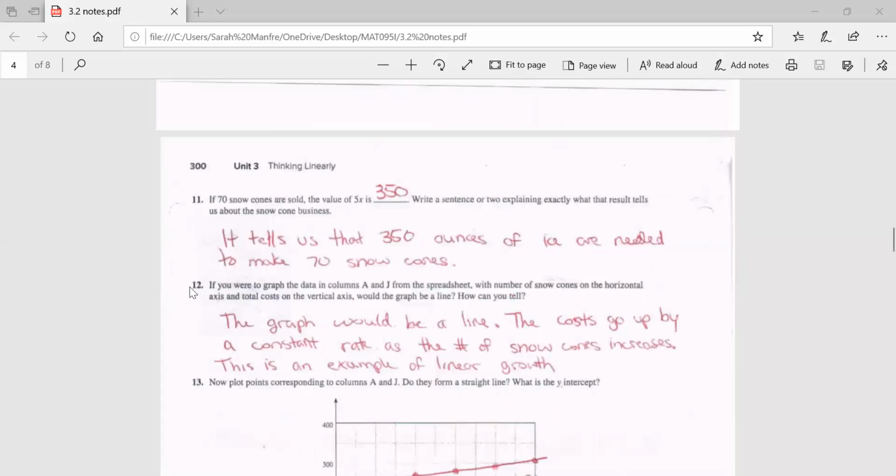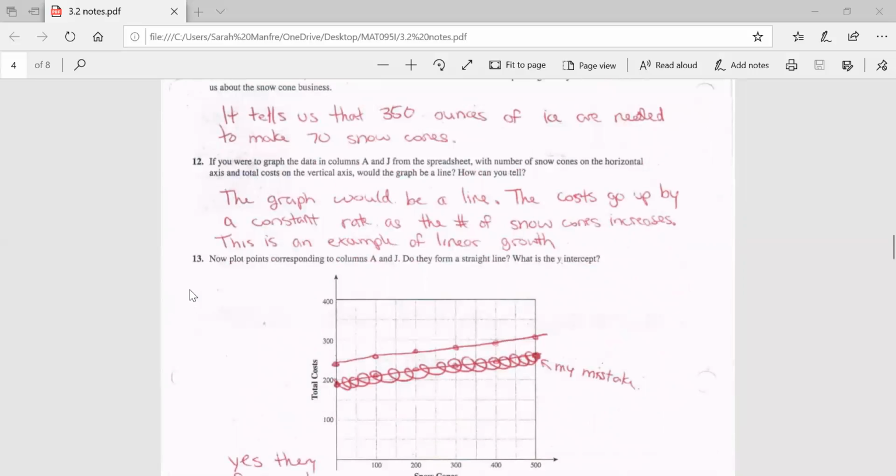Question 12, if you were to graph the data in columns A and J from the spreadsheet, the number of snow cones on the horizontal axis and the total cost, what would the graph be? Linear. How can you tell? Yes, the graph would be linear because the costs are always going up by a constant rate as the number of snow cones increases. So that means that this must be a linear graph. Because it's always going up by the same amount, it's going to be linear, okay?